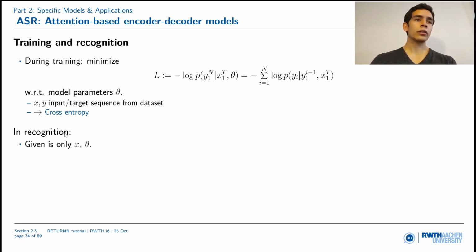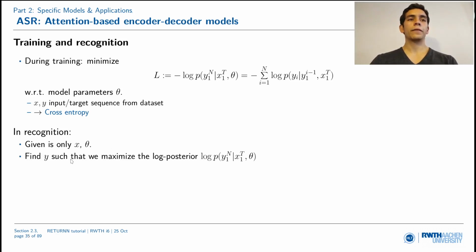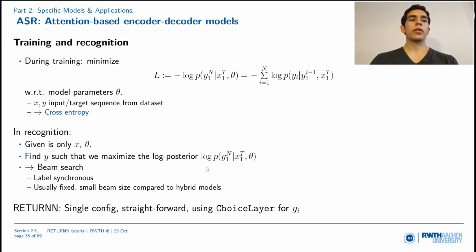In recognition, where we don't have the target sequence available, we have to find y such that we maximize the log posterior, and we can do that using beam search, which is label-synchronous, and it usually has a rather small beam, compared to hybrid models, such as 12 in our experiments. And we have a fairly straightforward configuration in RETURNN for our attention models.